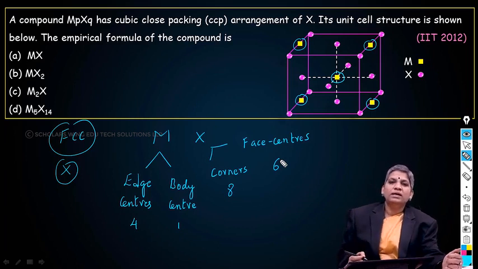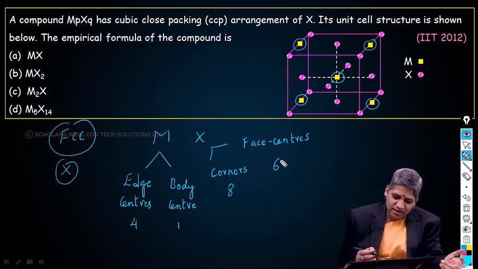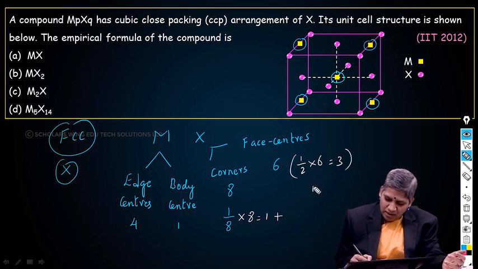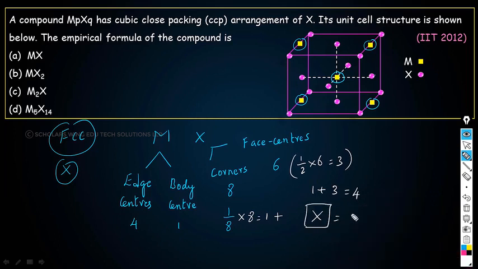If you know the contribution, we can easily go ahead. What is the contribution made by the corner atom? 1 by 8. How many are there? 8. Therefore, 1 by 8 into 8 is 1. Plus, half is the contribution made by face centers, into 6 equal to 3. Therefore, here you have 1 plus 3, that is 4. This is the number of X atoms. So Q is 4.